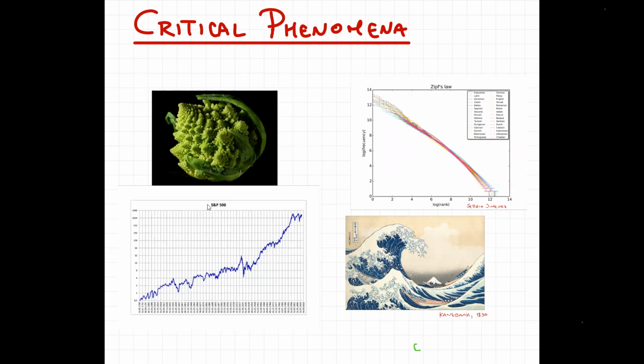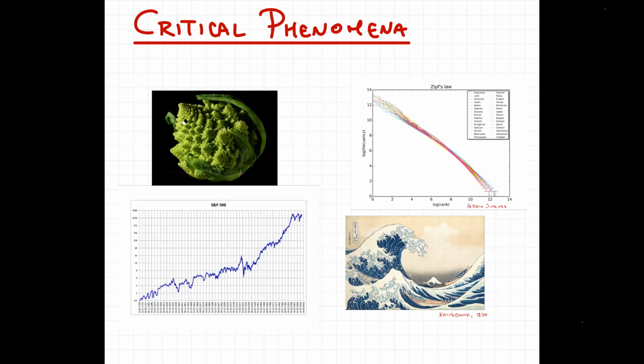Here's the S&P 500, the stock markets, the progression, how it looks. And then we have this piece of art by Kanagawa, which shows some waves, and you can see that there's waves on top of waves on top of waves. So there's some kind of fractal structure. Critical phenomena are situations where there's an emergent invariance under scales. In the broad sense, this is how I would see it. And indeed, it's the common point among these four pictures.